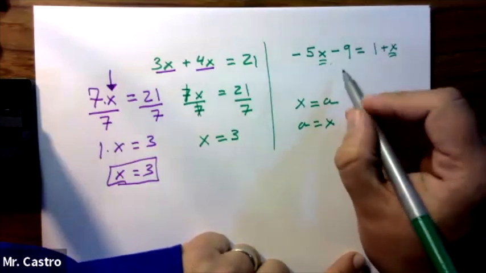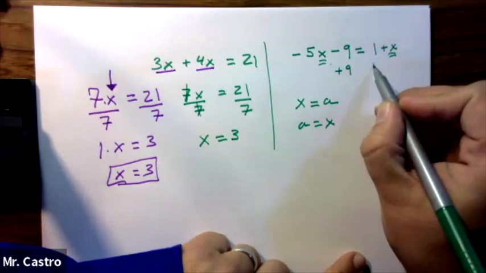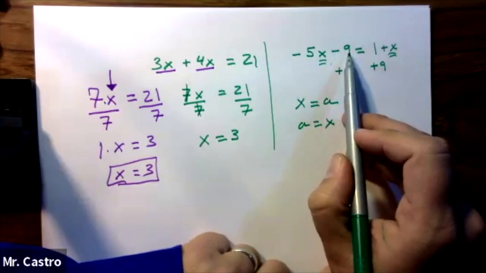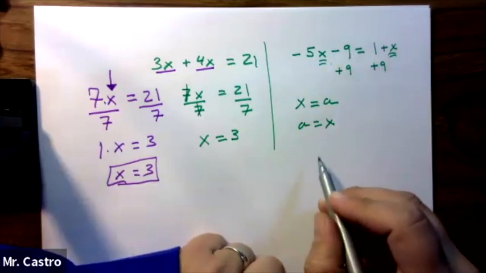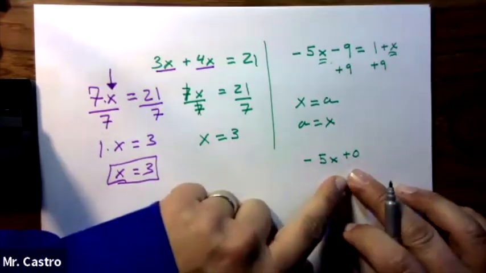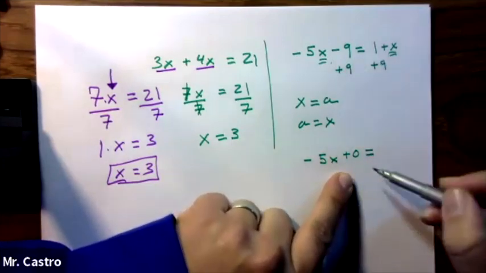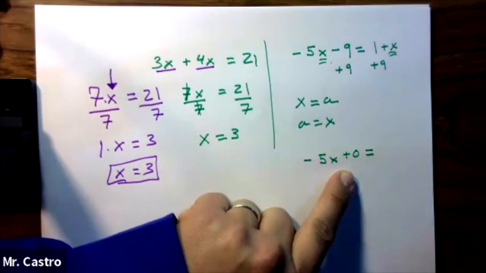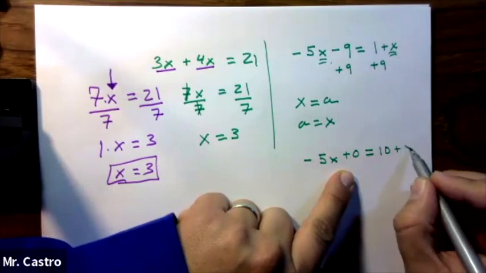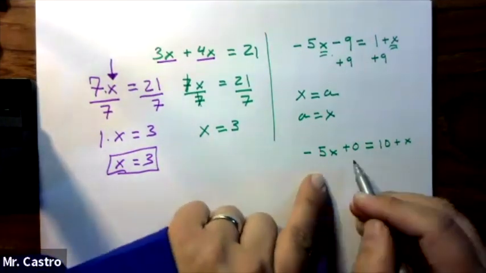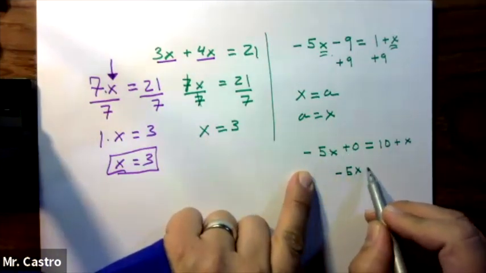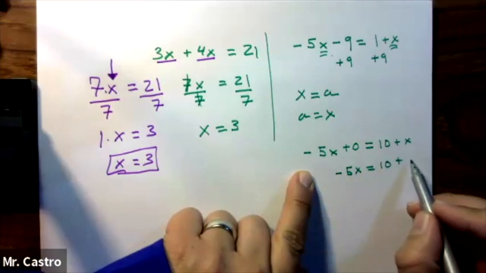So here I'm going to add 9 to both sides. Okay. So I have negative 5x minus 9 plus 9. That's going to leave me with negative 5x plus 0. I'm going to leave the plus 0 there. I know some of you can already skip that step, but I think it'll help people that are still kind of struggling. And then 1 plus 9 is 10, and then plus x. All right, so the plus 0 will just leave me with that. So I have minus 5x is equal to 10 plus x.